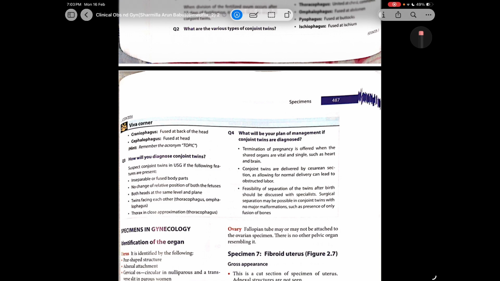So we are done with all the specimens they can ask you in obstetrics. This was part 1 of the specimen series in OBGY. Part 2 would be all the specimens they can ask you in gynecology.